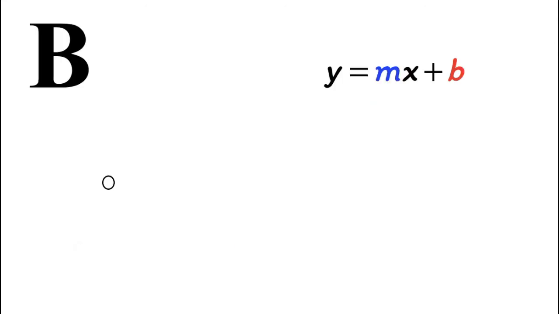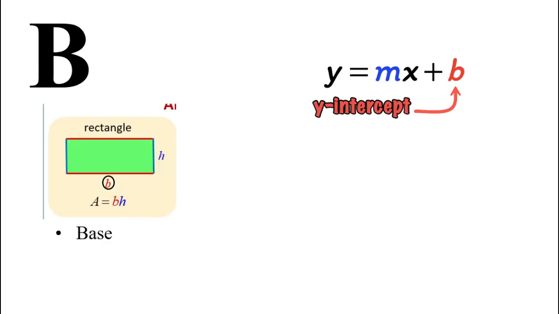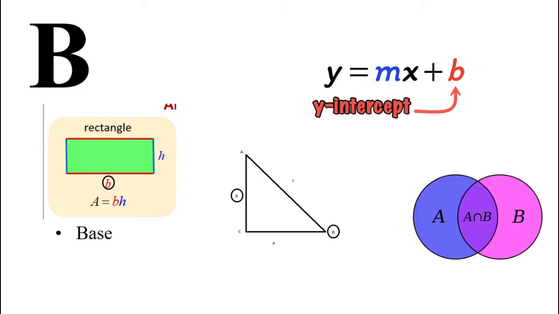B is used in y equals mx plus b. Some books use b while the others use c. Same thing is the y-intercept. It's also used to denote the base in a given shape, right? In geometry, since B is the second letter in the alphabet, it is used to denote the second angle and the second side in a given triangle, right here. Same thing, the angle and the sides are opposite to each other. And it is also used to label the second set in a given sample.